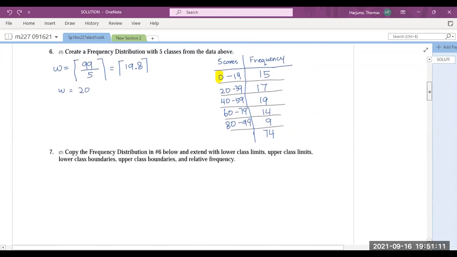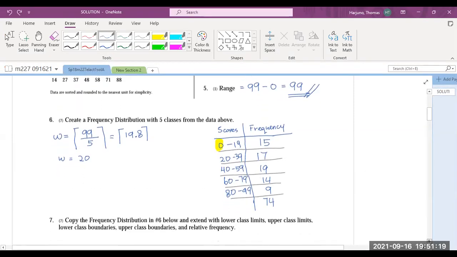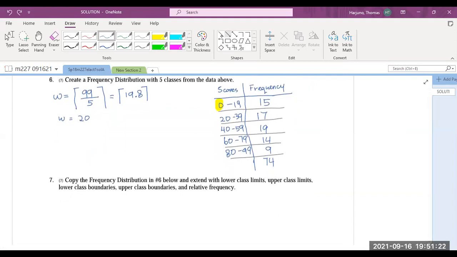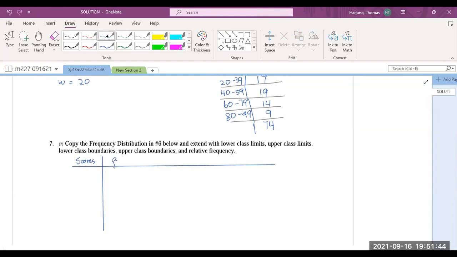Now let's go on. Number 7 I actually consider a bonus question. I hope you know why. It's one of the easiest questions in all my tests. We will copy that frequency distribution from number 6. So we have the scores, and then the frequency, which I will shorten as F. Then extend it to have lower class limit, upper class limit, lower class boundary, upper class boundary, and then relative frequency.